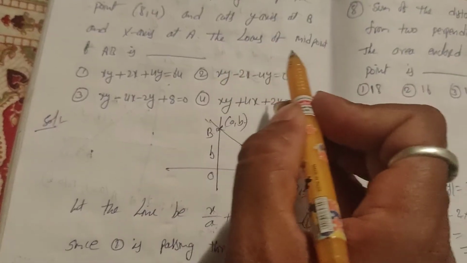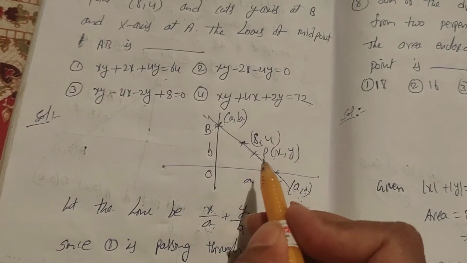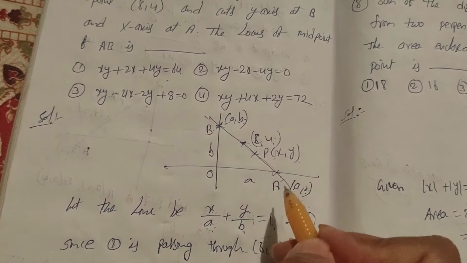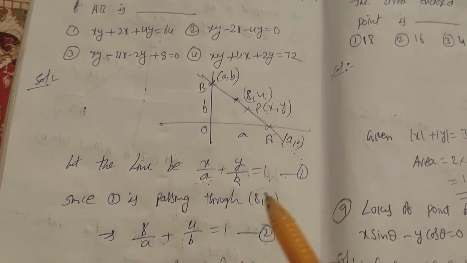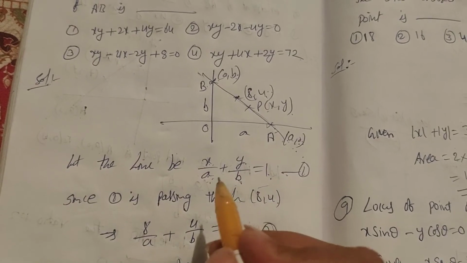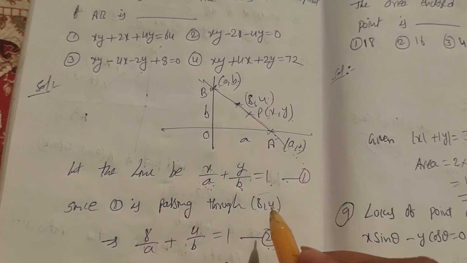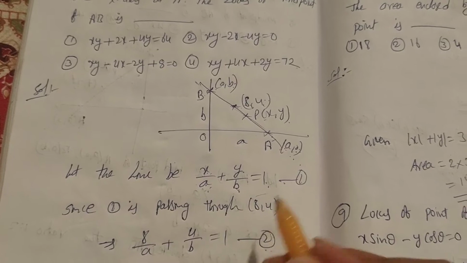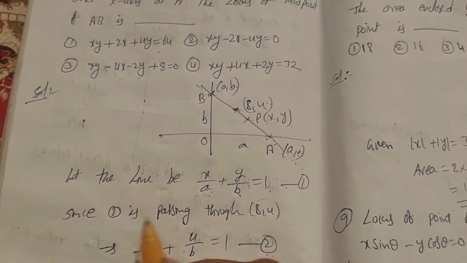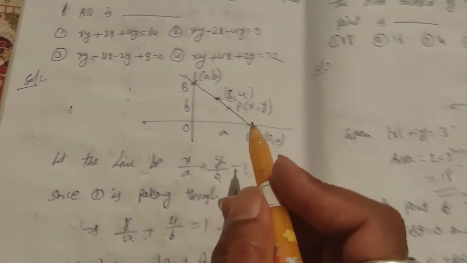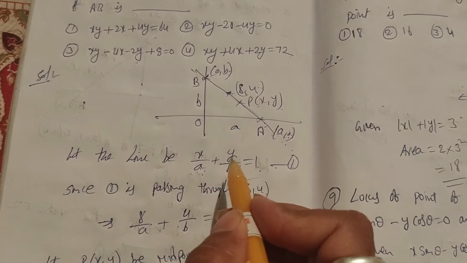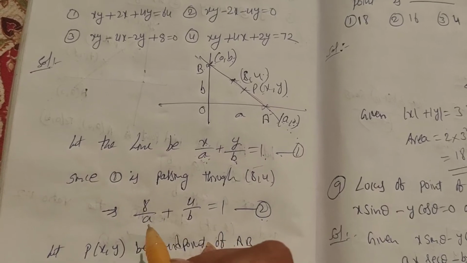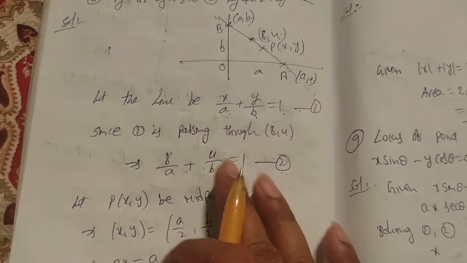He is asking to find the locus of the midpoint of AB. Let P(x, y) be the midpoint of AB. Since the line is always passing through (8, 4), that is the given condition, the point satisfies the line equation. So in place of x substitute 8, in place of y substitute 4. So 8/a + 4/b = 1.